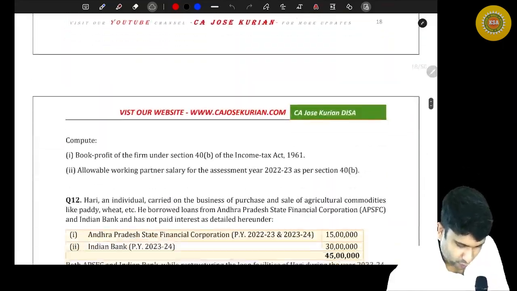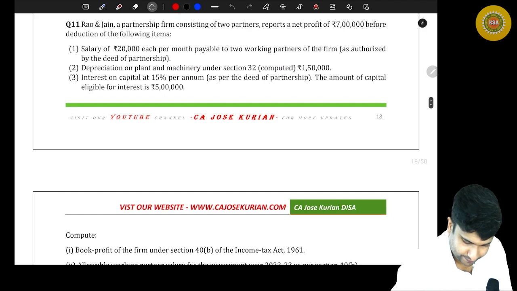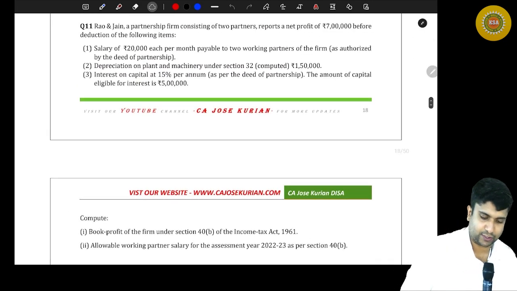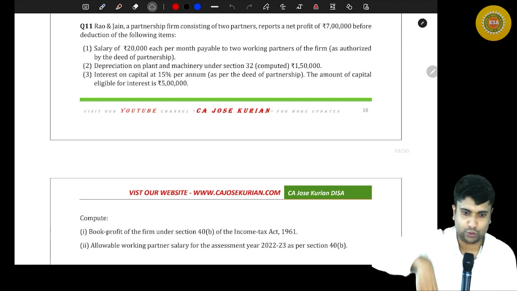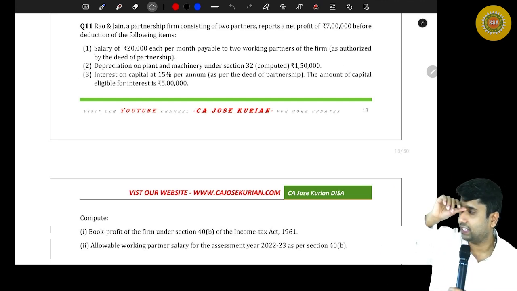I'll make you solve a small question, okay? That question is actually in 2 pages, but I hope you can manage. Just go through this question number 11 and give me the answer.